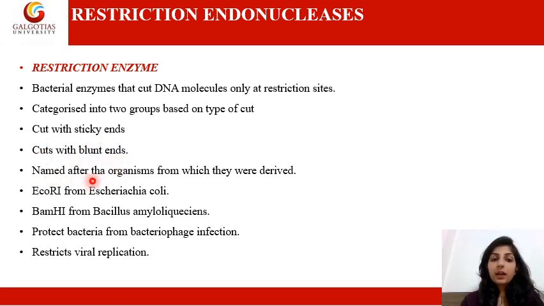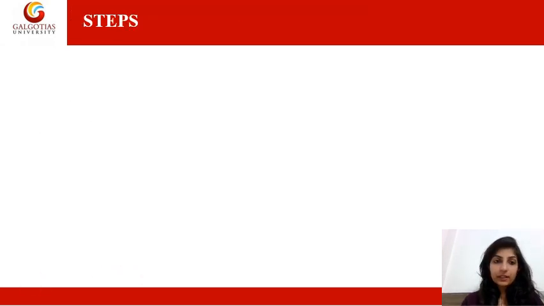These are named after the organism from which they were derived, that is EcoRI from Escherichia coli, BamHI from Bacillus amyloliquefaciens. These protect bacteria from bacteriophage infection. These restrict viral replication.